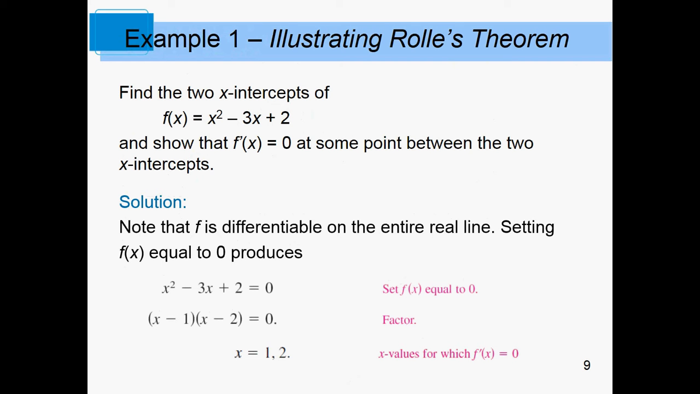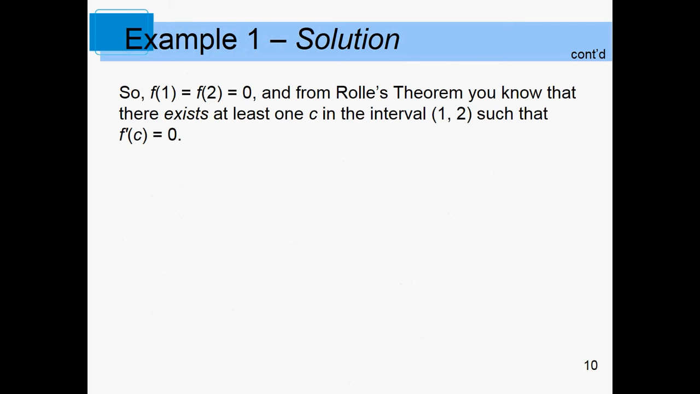So we know that somewhere between 1 and 2, there has to be a maximum or a minimum, because those two values are the same. They're both x-intercepts, so they both have the same y value, 0. So somewhere between 1 and 2, there has to be the first derivative equal to 0. So if we know that, we need to take the first derivative.